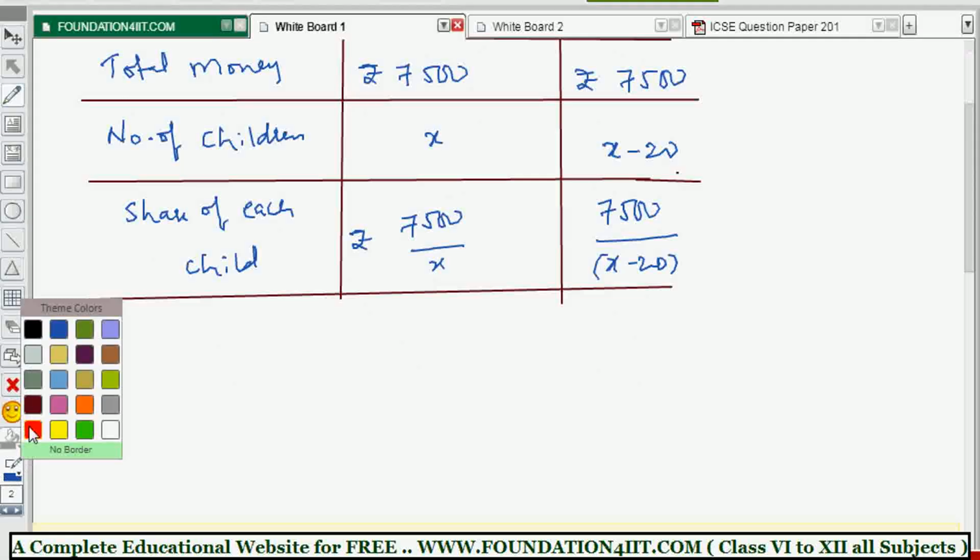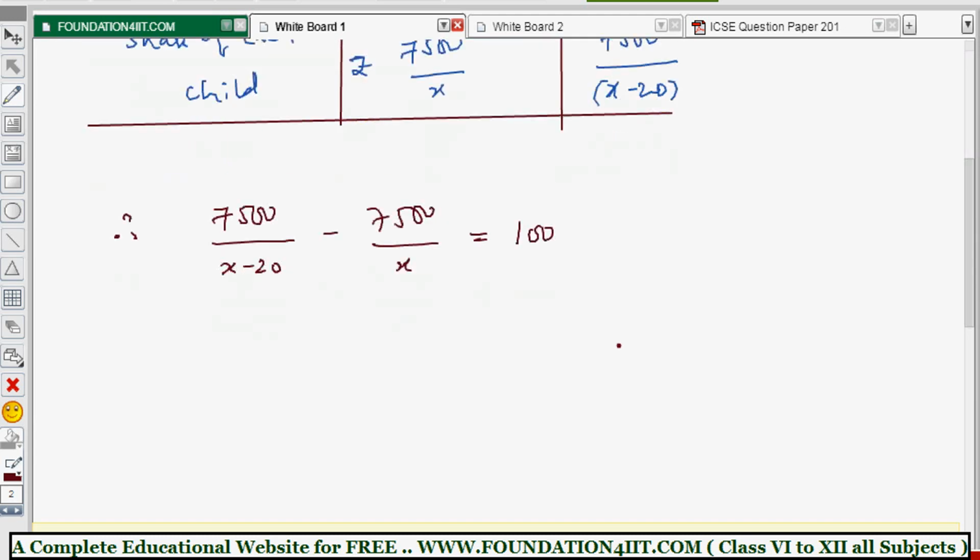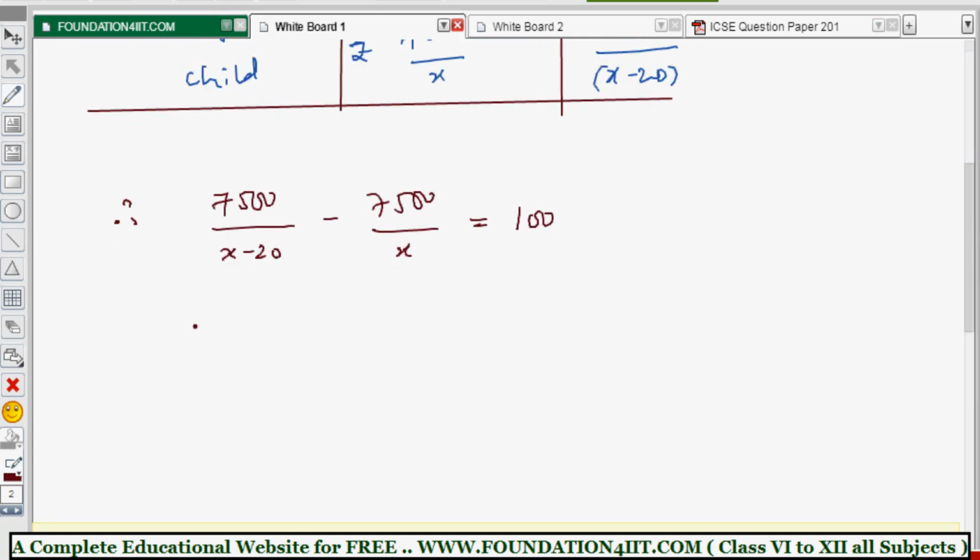Therefore, now you can take this step: 7,500 by x minus 20. When children are fewer, they'll get more money. Minus 7,500 by x. The difference is only 100, 100 rupees they'll get extra. This we solve, and we'll get the x value by cross multiplication. You can take 7,500 common to make it the simplest form: 1 by x minus 20 minus 1 by x is equal to 100.